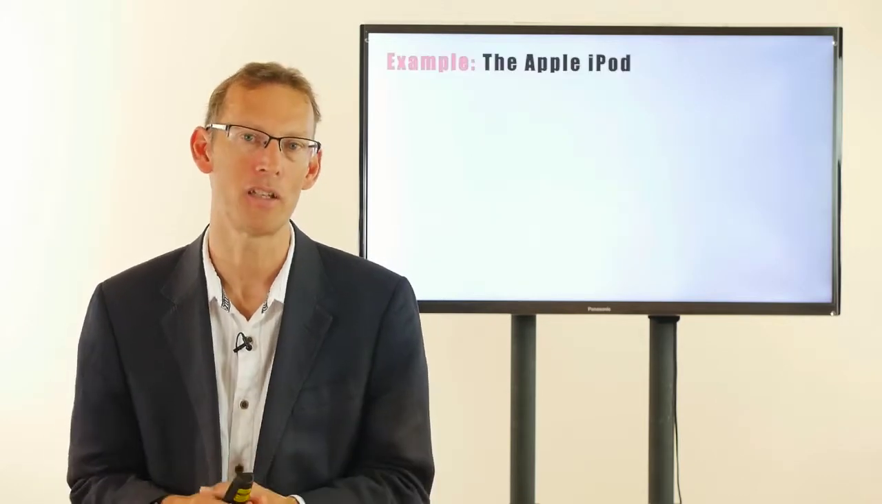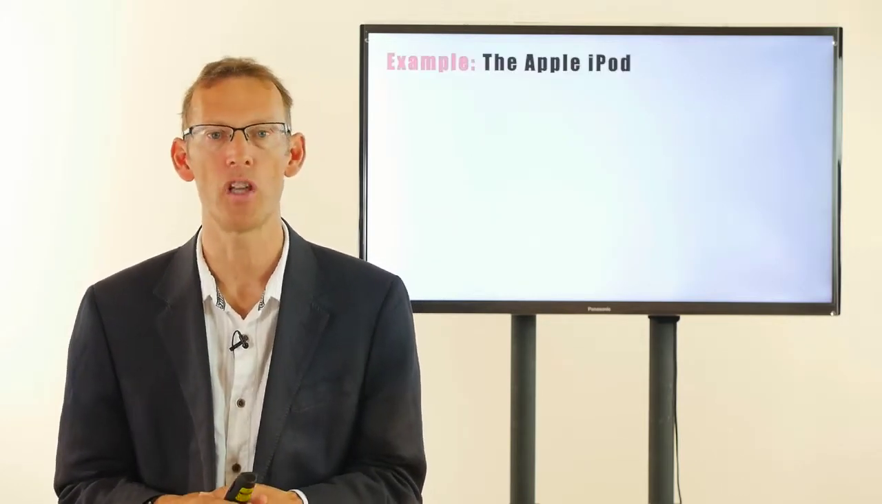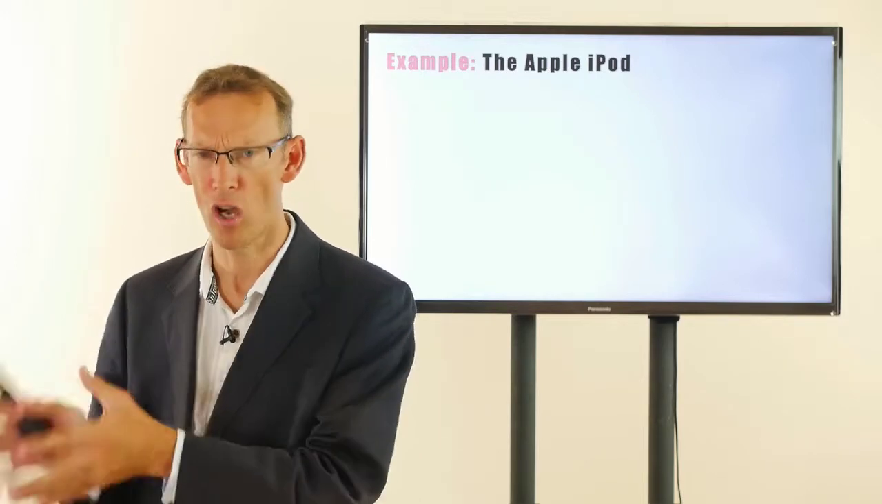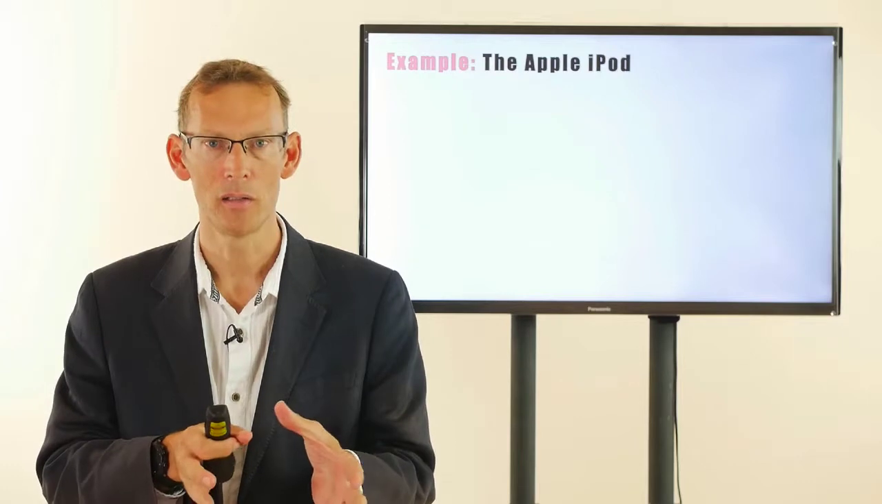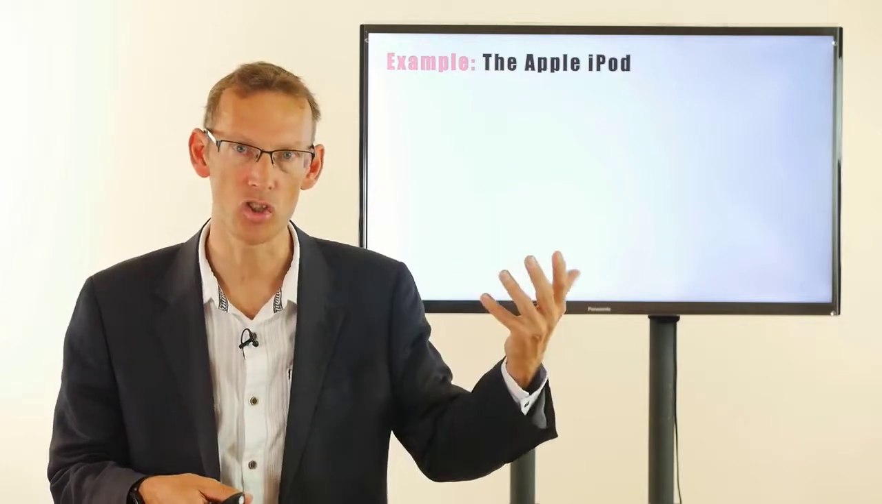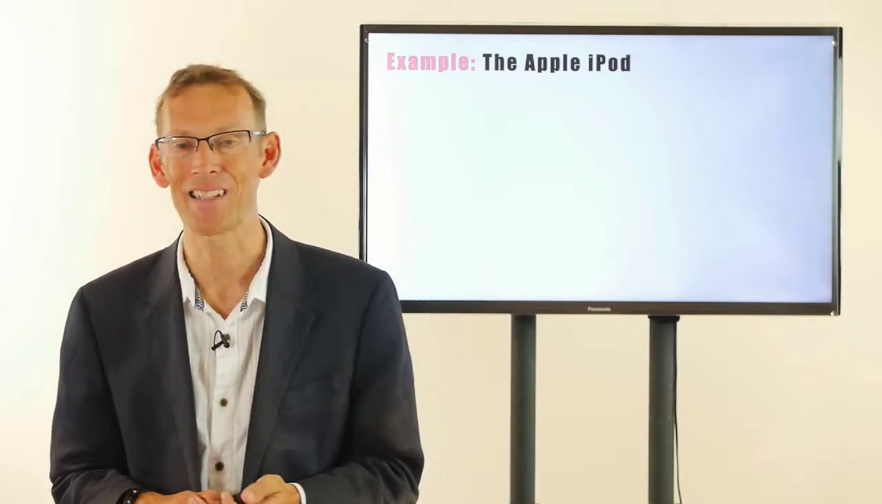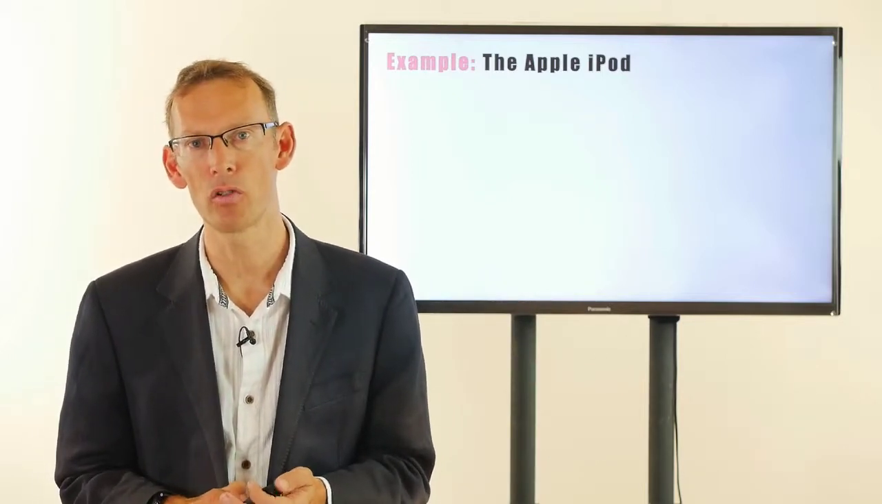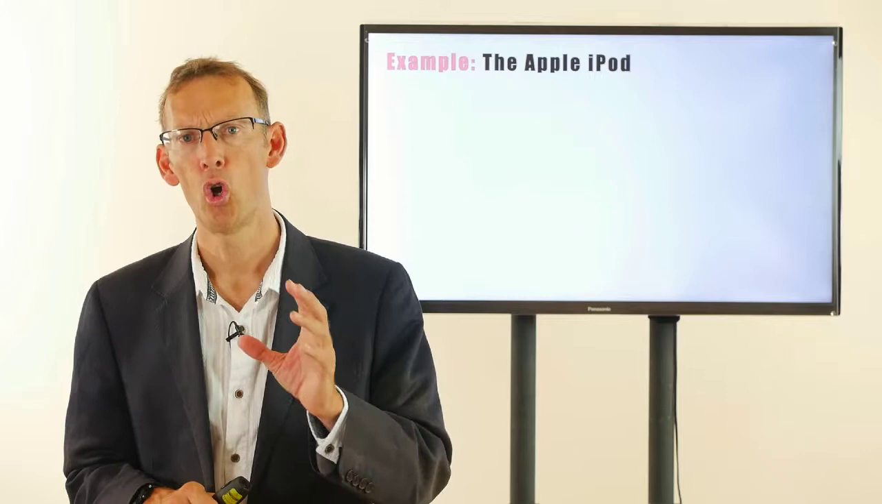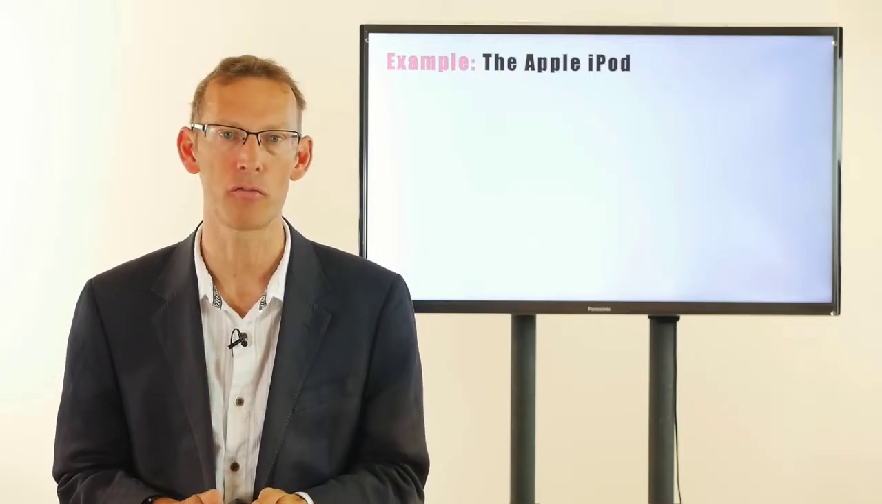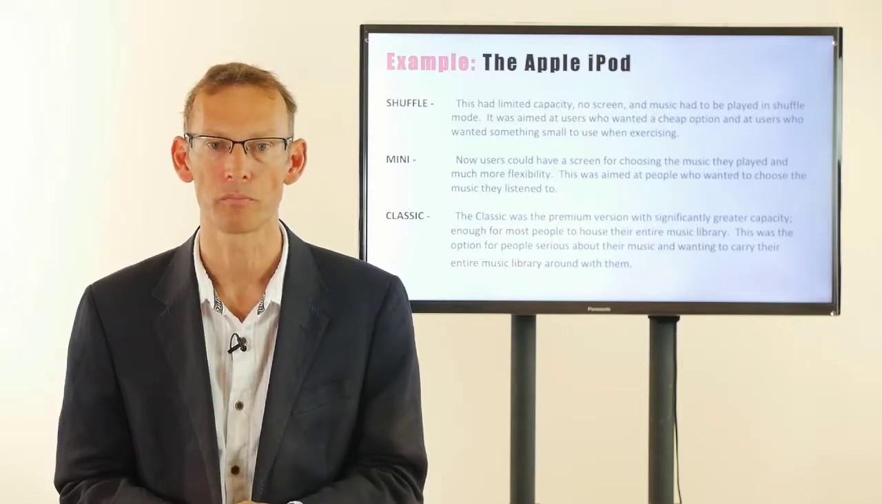This is how Apple did it with the iPod. When they launched the iPod, they had 3 options. There was the Shuffle, there was the Mini, which I know later the Mini was changed to the Touch, but it was originally the Mini, and then it was the Classic. And what Apple did with those 3 products is they thought about who they were specifically aimed at. They created products to meet 3 different types of people.